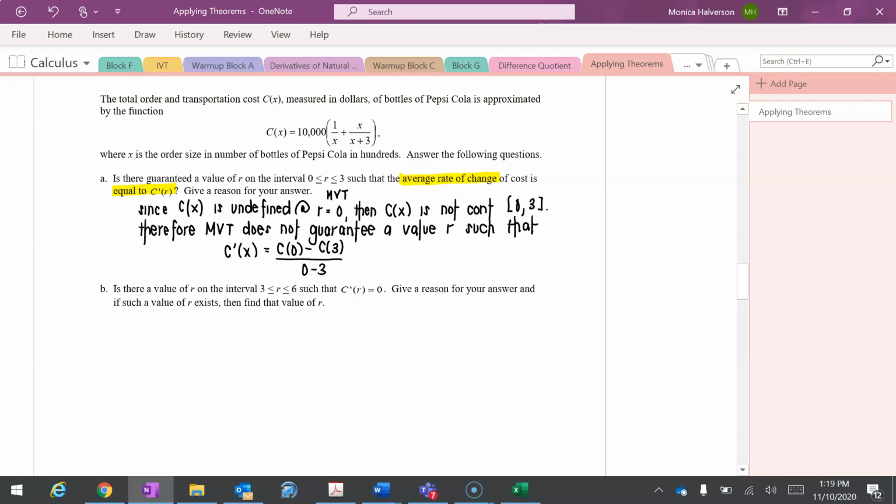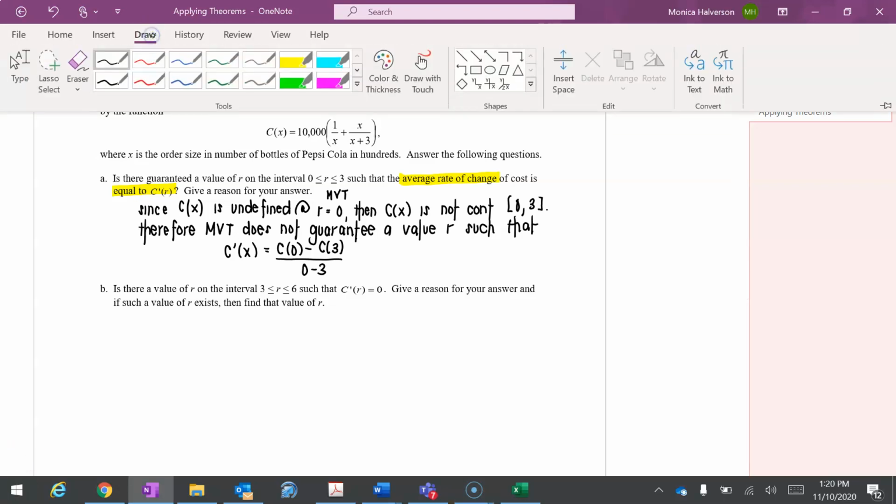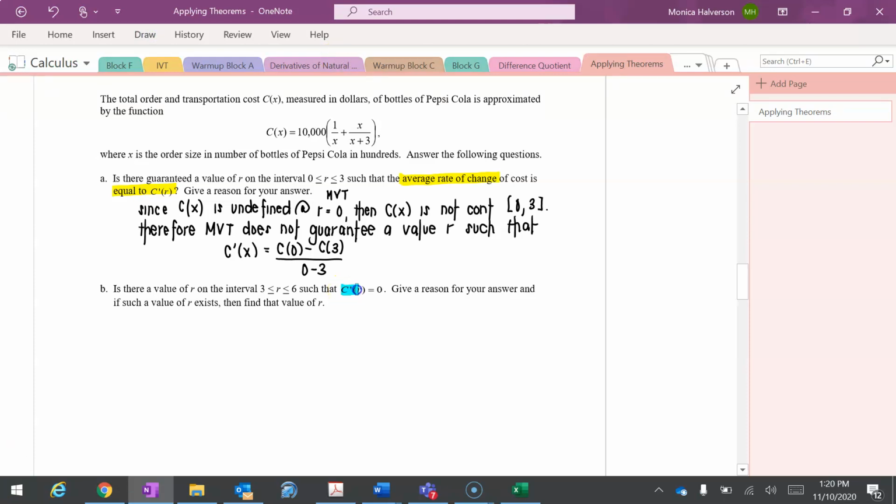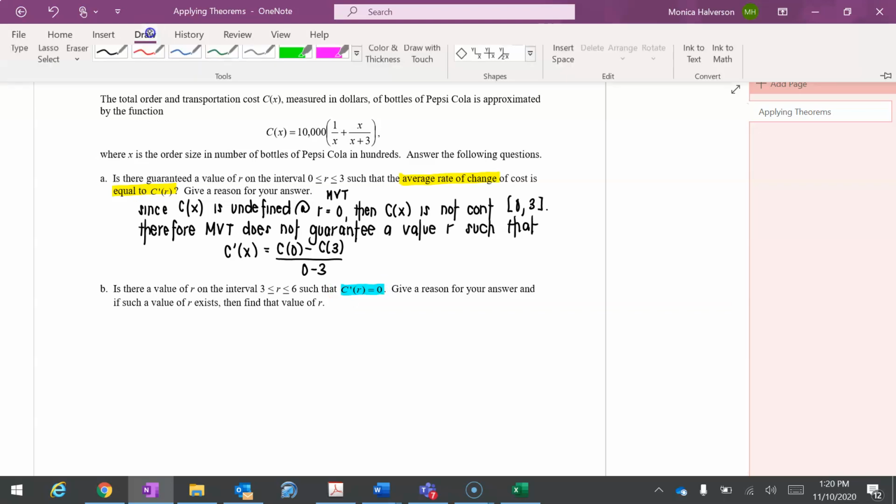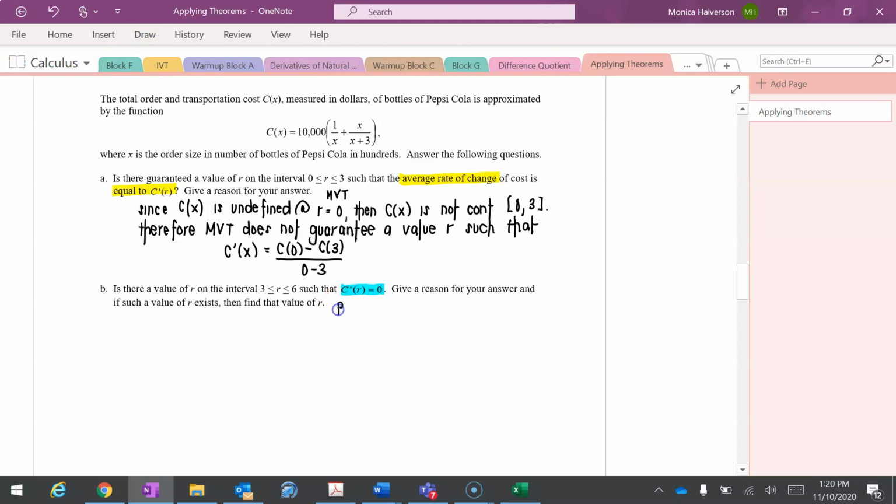Is there a value of r on the interval from 3 to 6 such that the first derivative is equal to 0? Give a reason for your answer, and if such an r value exists, find that value of r. What theorem do you think is being asked to use here? Hopefully, you recognize that because they're asking for the first derivative equaling 0 within this interval from 3 to 6, they are asking you to see if Rolle's theorem applies.